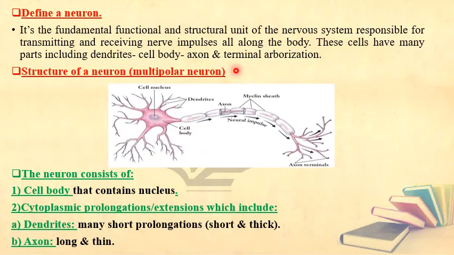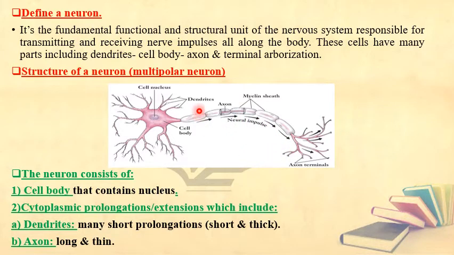Here is another structure of a neuron, a multipolar neuron. As I said, these are the dendrites. All of this is the cell body, which includes the nucleus, the cytoplasm, the cell membrane. We have the axon, which is surrounded by the myelin sheath, and the last region of the axon is called terminal arborization. And look at the arrow, it is representing the pathway of the nerve impulse.